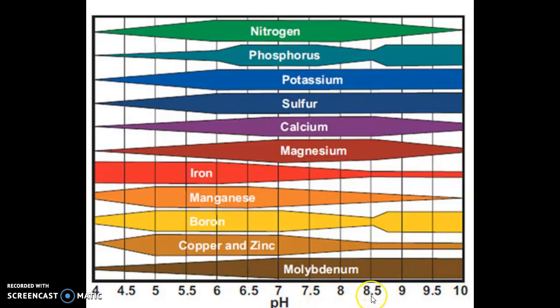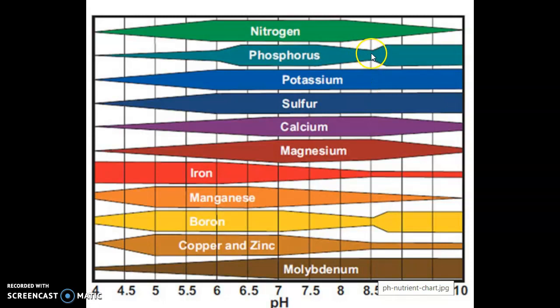If we look at a pH of 8.5, for example, at this pH, molybdenum will be available to trees. Copper and zinc will be limited because we have a smaller bar here. Boron is kind of middle of the line. Manganese is middle of the line as well. Iron is tough to uptake for trees at 8.5 pH. Magnesium, calcium, sulfur, potassium are all good. Those are all available, indicated by the thickness of the bar here.